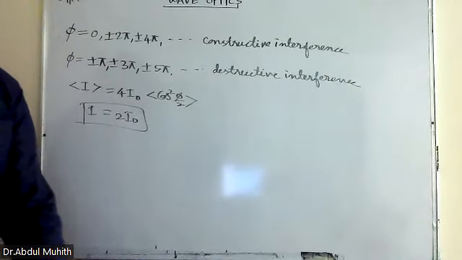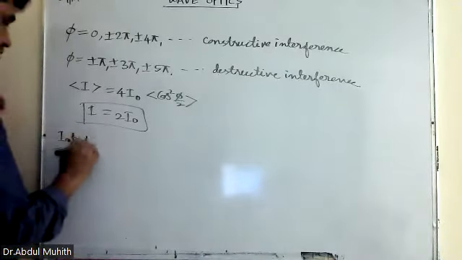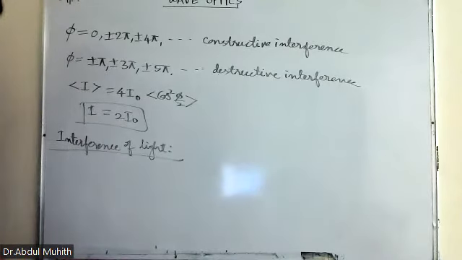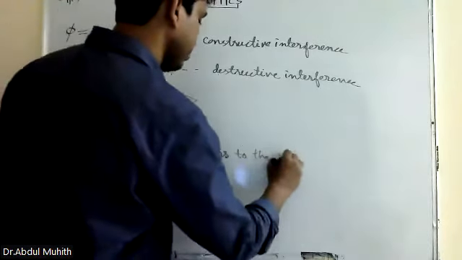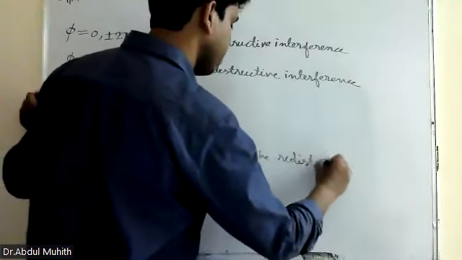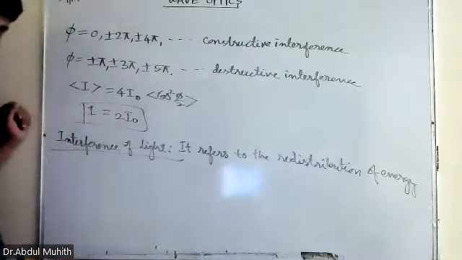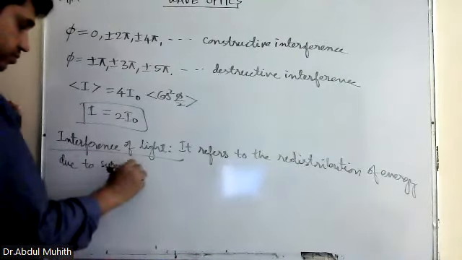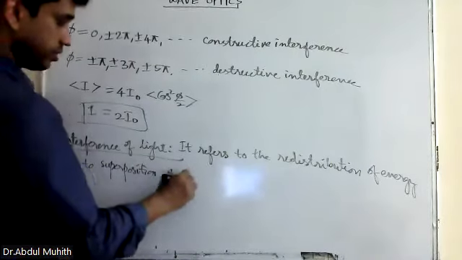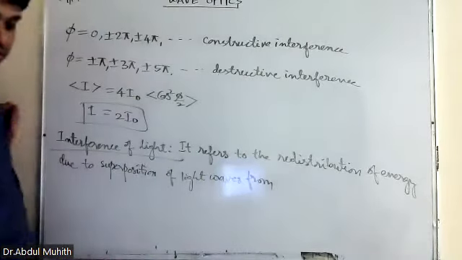Now I'm writing the definition of interference. We have to discuss Young's double slit experiment. So interference of light is defined like this: it refers to the redistribution of energy due to superposition of light waves from two coherent sources.